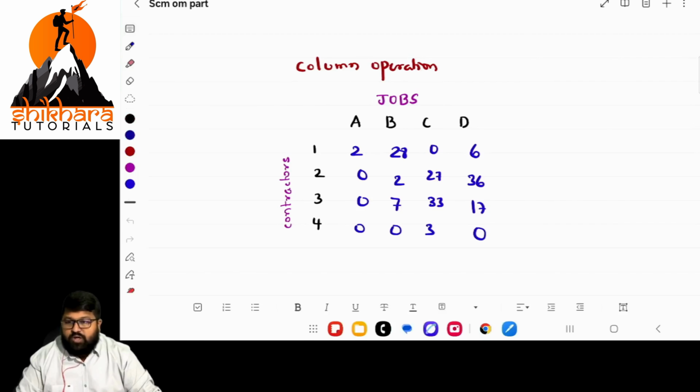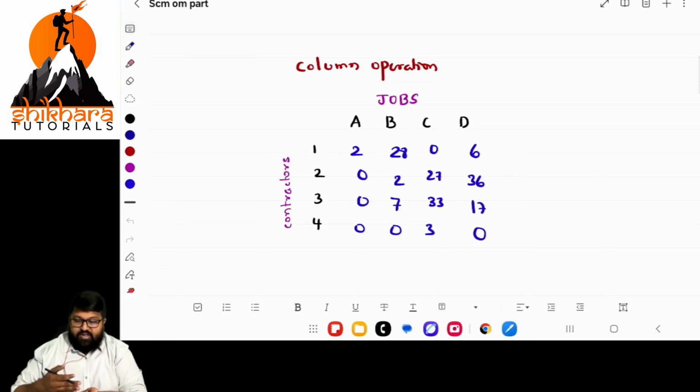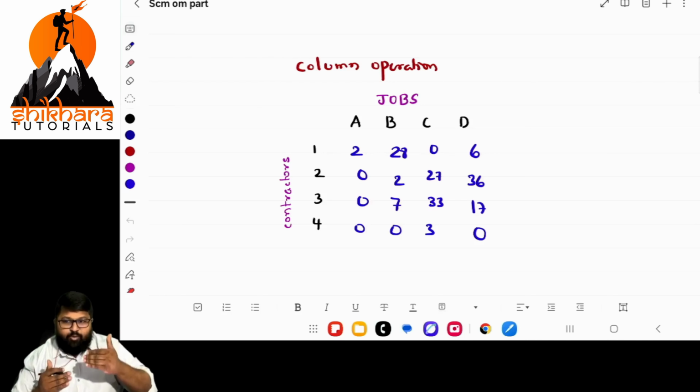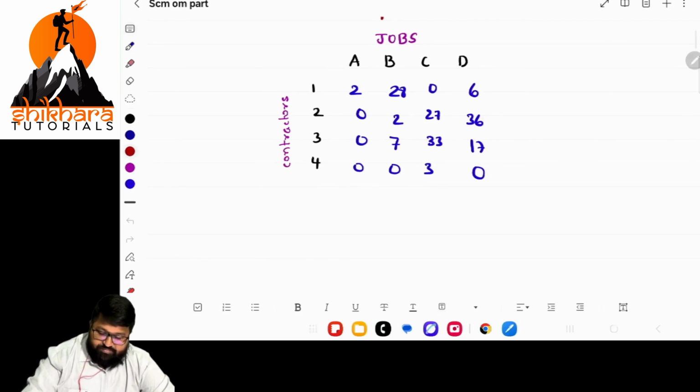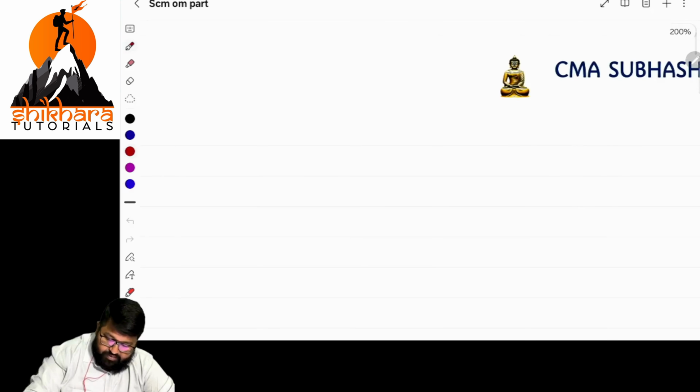Then now the next step is what? After row operation, column operation. One more most important thing is that when we are doing row operation, whatever end matrix you are getting is the starting matrix for column operation. And in the column operation, whatever end matrix you are getting is the starting part for the test for optimality. One step's ending point will be the next step's starting point. So now what is the next step? As per the rule, the third step is test for optimality.